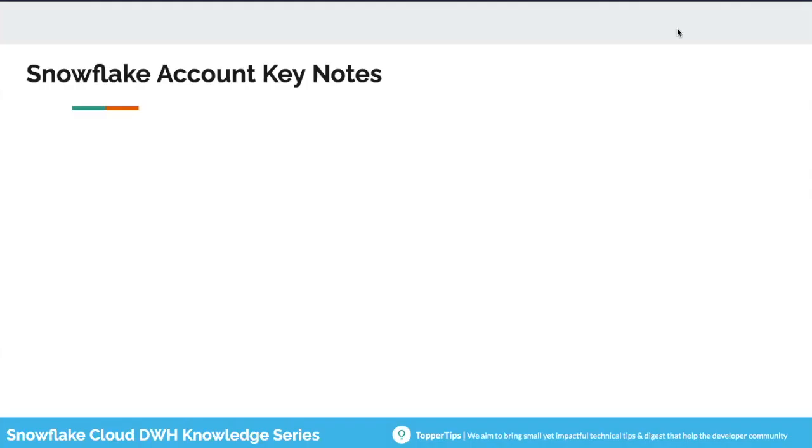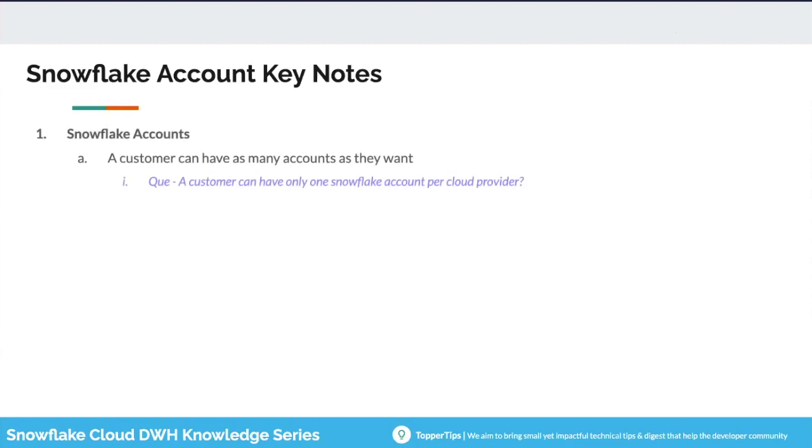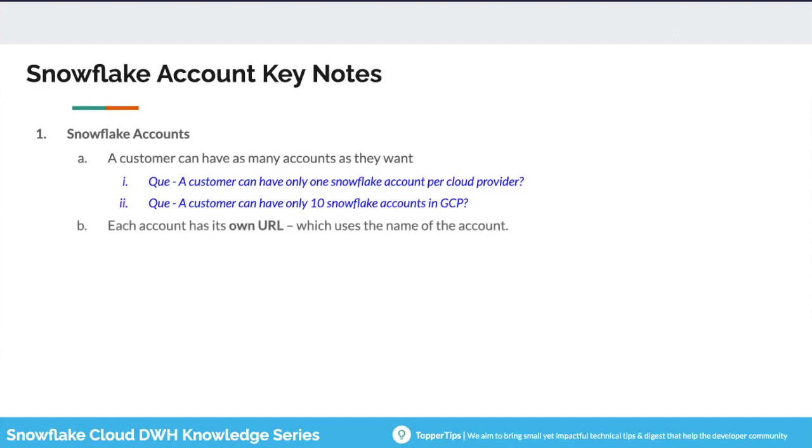So let's start with the Snowflake account. A customer can have as many accounts as they want. So a question may come: a customer can have only one Snowflake account per cloud provider, or a customer can have only 10 Snowflake accounts in Google Cloud. Each account has its own URL, which uses the name of the account.